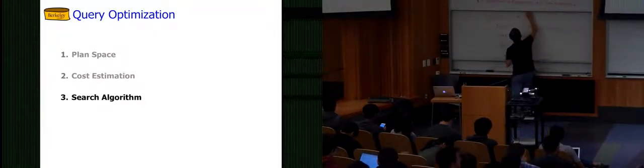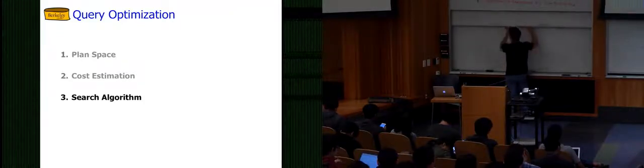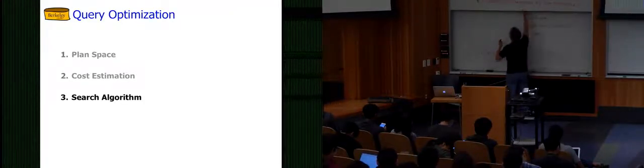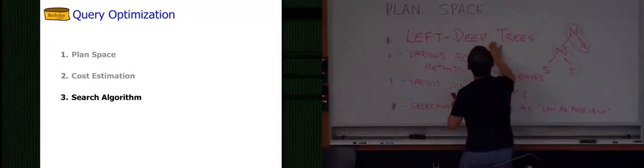All right. So let's talk about search strategies. And as I said, we're going to use the System R or Selinger search strategy.